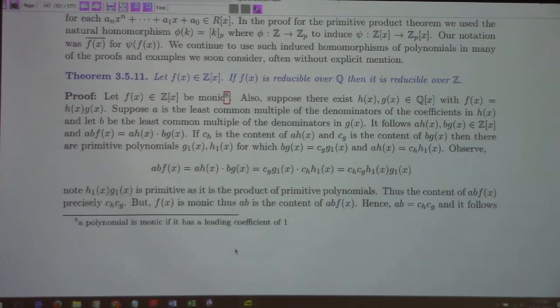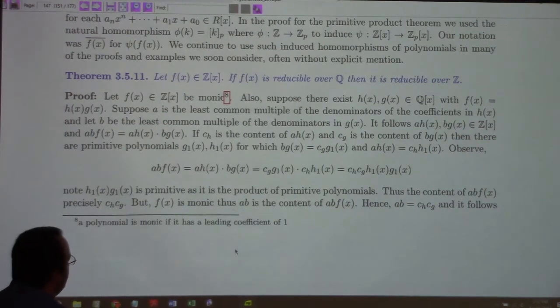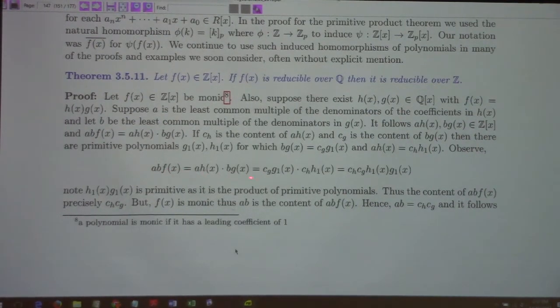All right. And then ab times f(x) would be that, right? And so we can look at the content of these different polynomials. ch is the content of that, cg is the content of that. Then we can also find primitive polynomials g1 and h1 such that bg is cg times g1(x). This is Gauss's lemma, that you can always write any polynomial over the integers as its content times a primitive polynomial. So apply that 2 times, 1 here, 1 there, put it together, we get ab f(x) is equal to this, is equal to that.